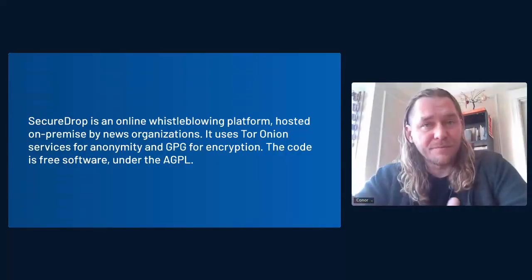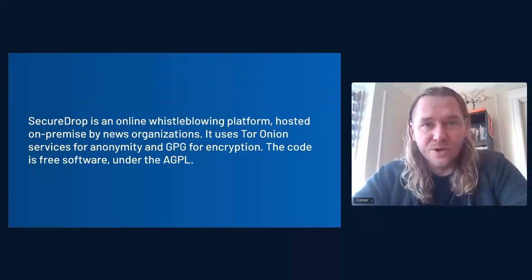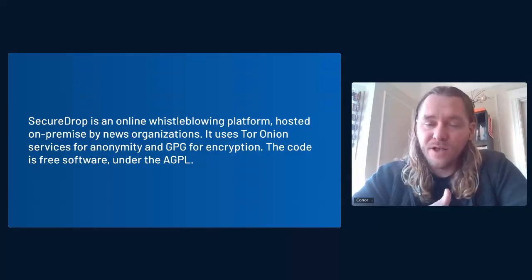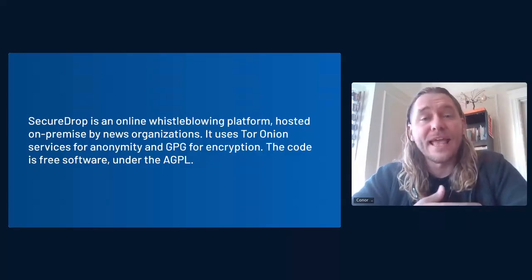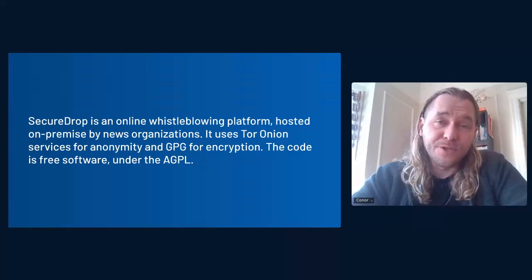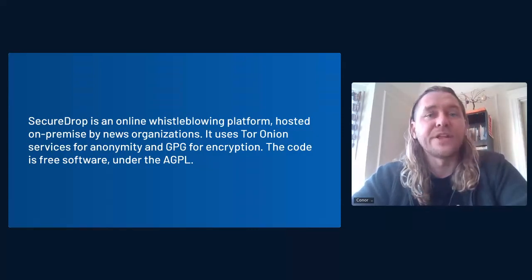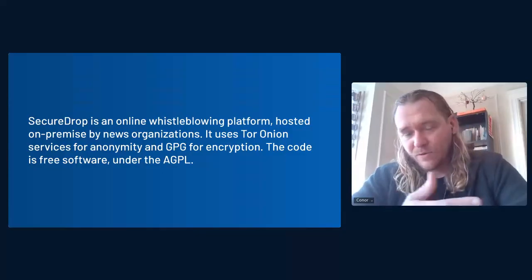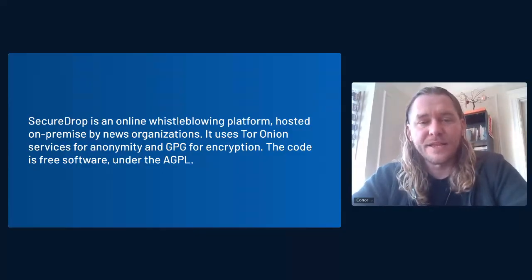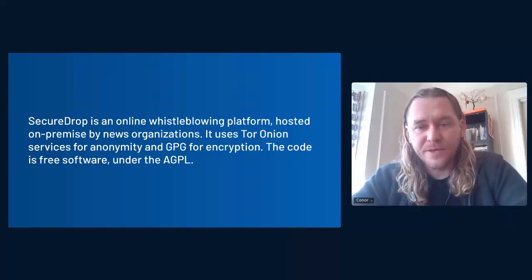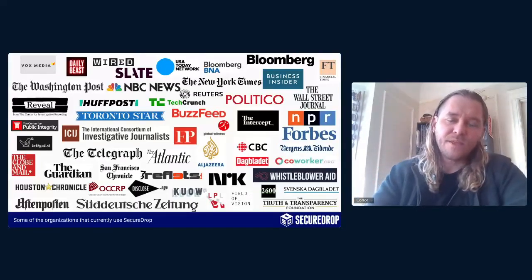That distribution makes it a lot more resilient because there is no one SecureDrop to attack, and there is certainly no one SecureDrop to shut down. The way SecureDrop works is it makes use of Tor onion services. These provide anonymity, and it makes use of GPG for encryption so that anything sent to the system is safely encrypted for later review by a journalist. And of course, given that we're presenting here at LibrePlanet, I will point out that all of the code that we write is free software, the vast majority of which is licensed under the AGPL.